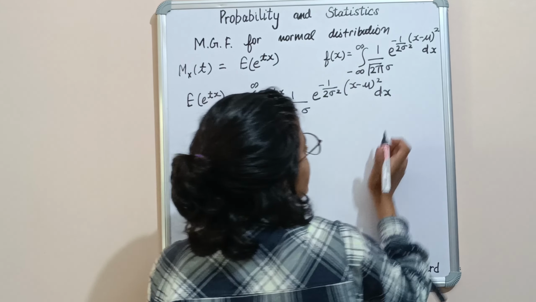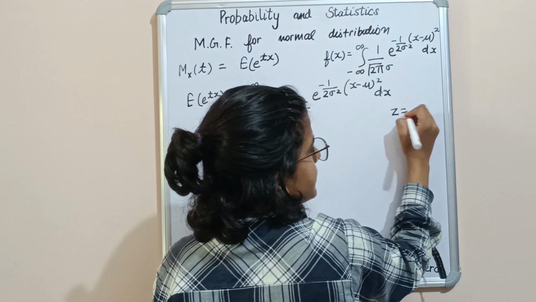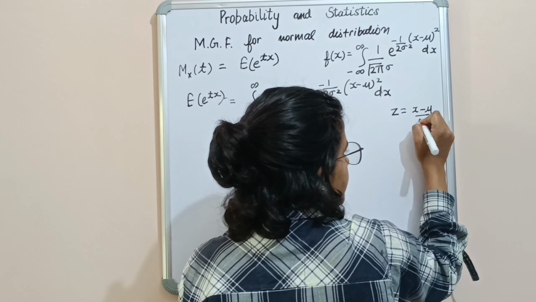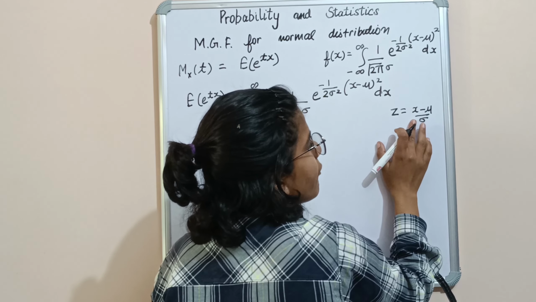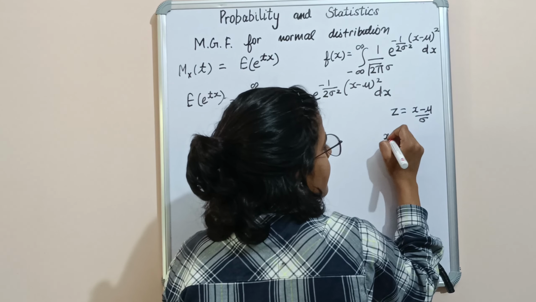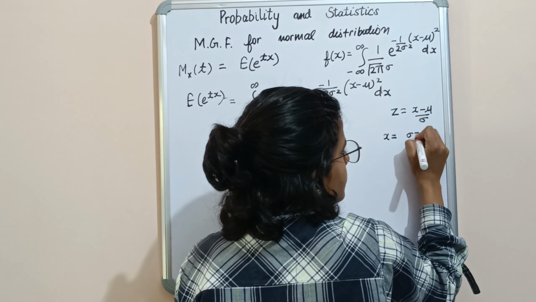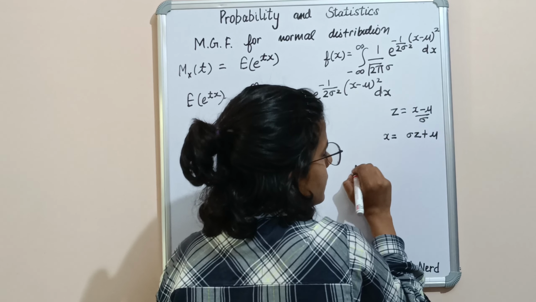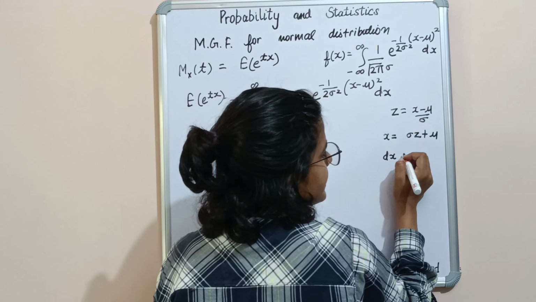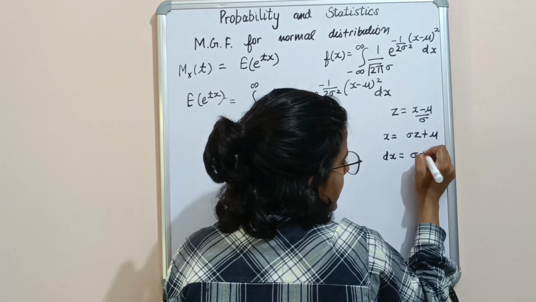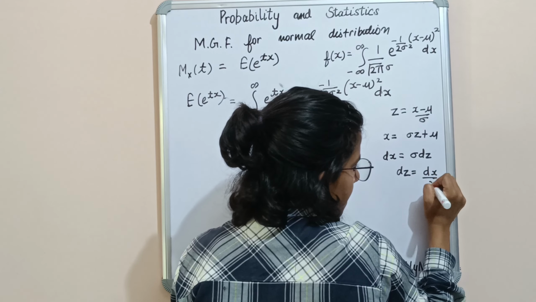Now we know that the standard normal variate z equals (x minus mu) by sigma, and if we want to find the value of x in terms of z, x equals sigma z plus mu. Now if we differentiate on both sides, we get dx equals sigma dz. That means dz is equal to dx by sigma.